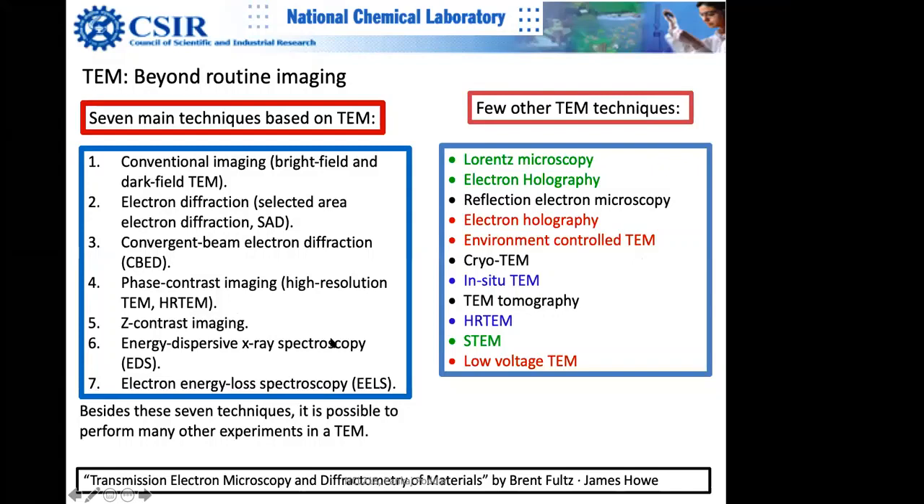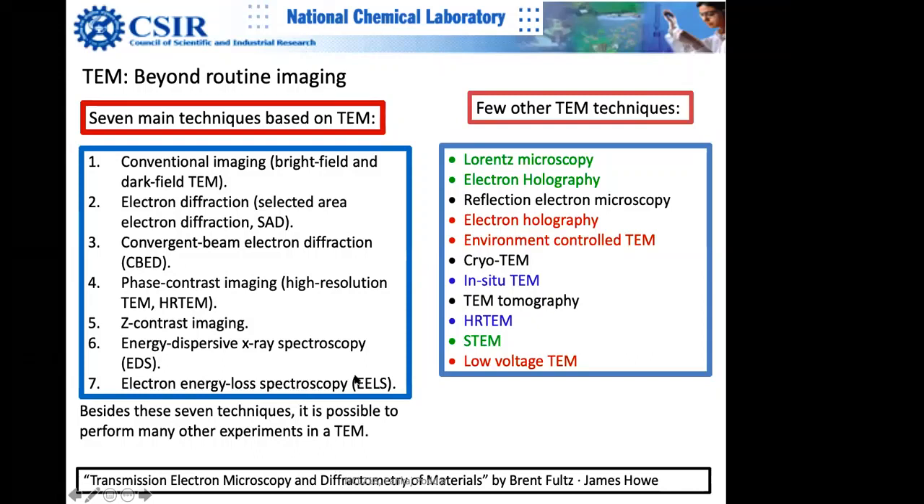So TEM has gone much beyond the conventional routine imaging. Some of the basic routine techniques, which everybody uses, are like bright field, dark field, selected area electron diffraction, and convergent beam electron diffraction, where you converge the beam. Here you take the parallel beam, and famously the phase contrast imaging, in layman language we call it HRTEM. And you can talk about Z contrast imaging, which is basically HAADF or Rutherford backscattering, EDS, which I've already discussed, and yields.